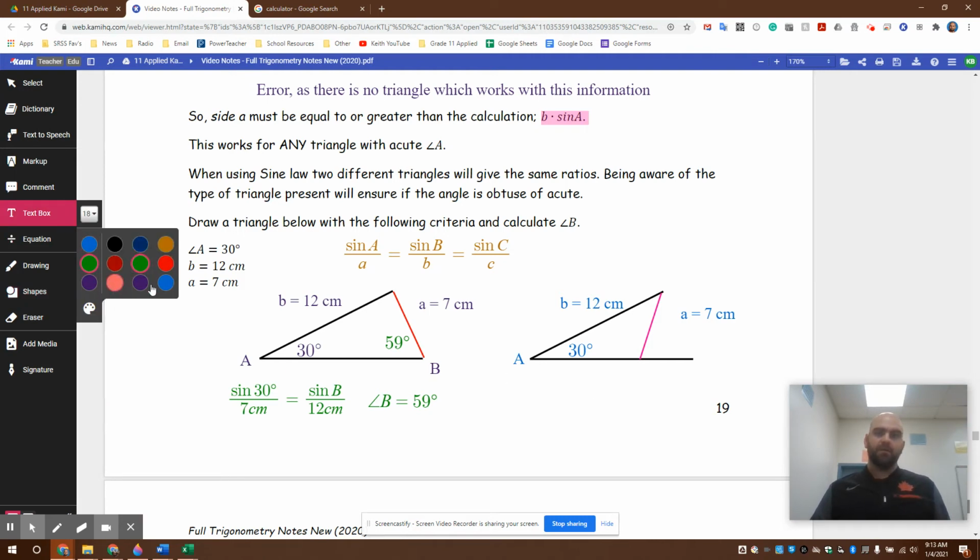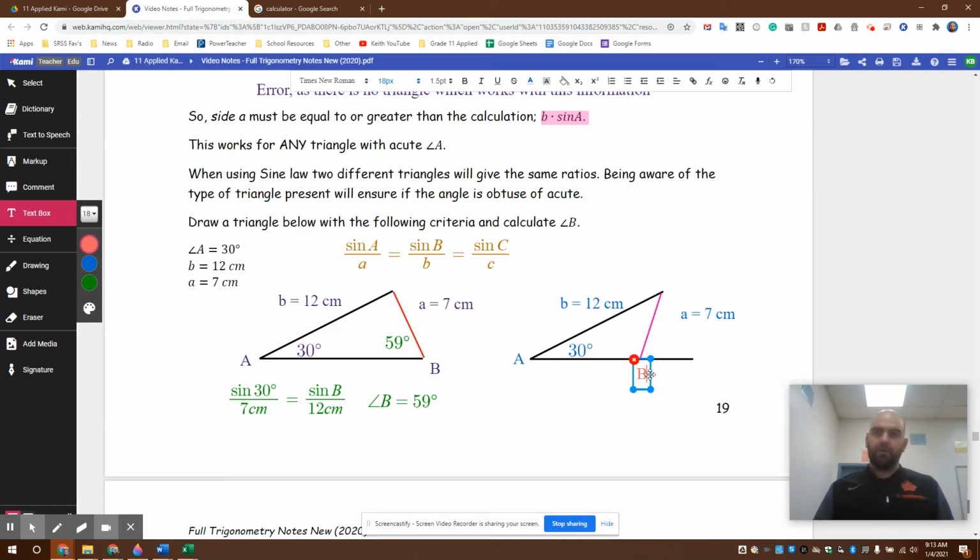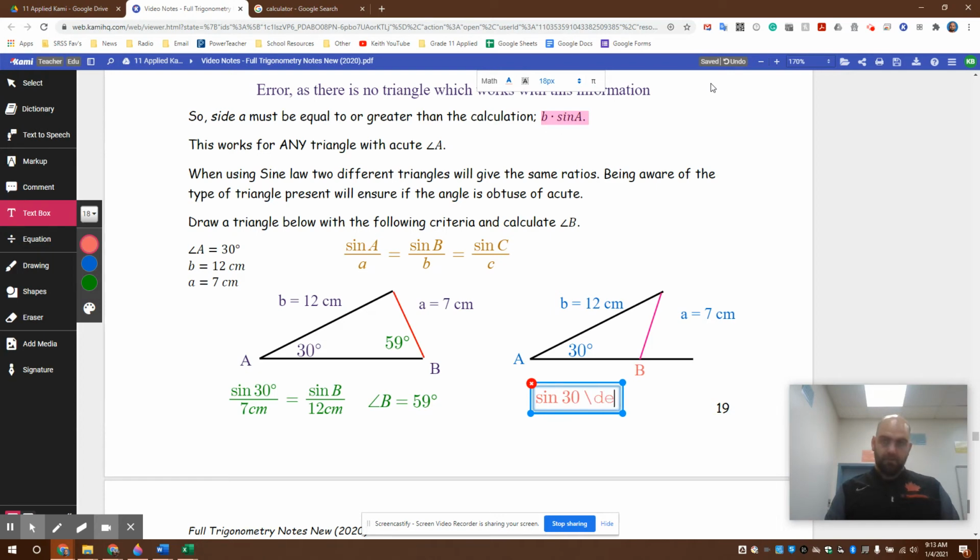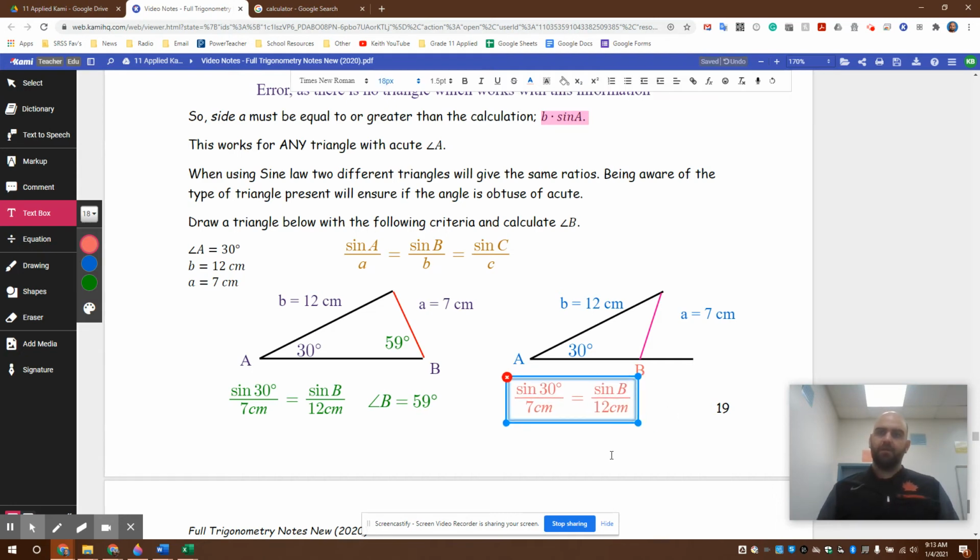Let's use a different color here. Okay, angle B, right here. Well, let's put it into sine law. We have a, little b, and we want to try to find big B. So let's do sine of A over little a, which is 7 centimeters, and that equals sine of B over little b, which is 12 centimeters. And we can solve for B.